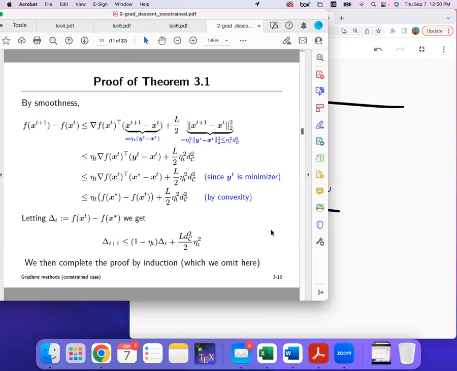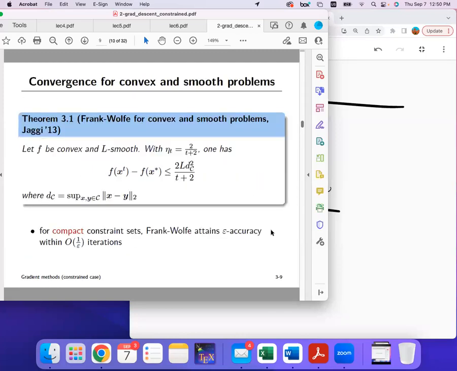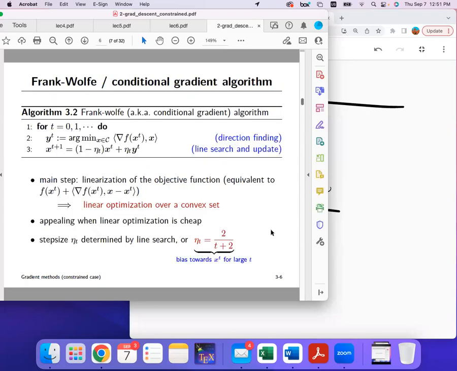Okay, yeah. So this is the first approach, the Frank-Wolfe algorithm. So this approach works very well when this linear programming can be solved very efficiently.